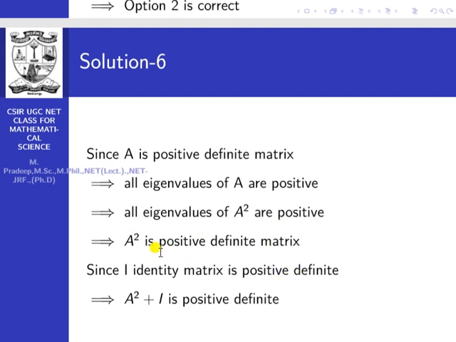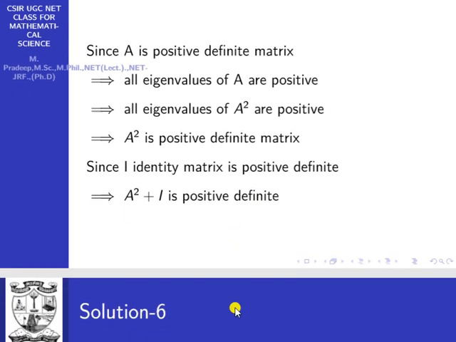Initially we proved that A is positive definite and B is positive definite, as in the first option, A plus B is also positive definite. Here A square is positive definite and I is positive definite, so A square plus I is also positive definite. So the third option is also correct.